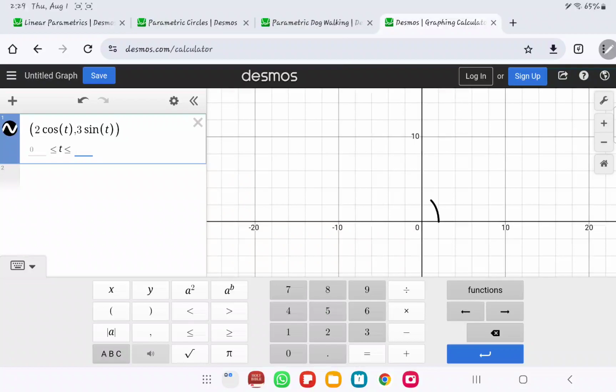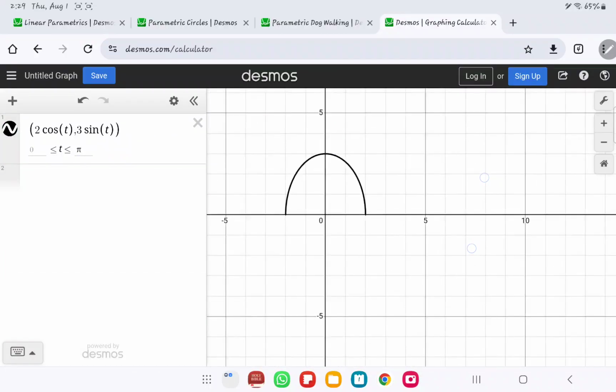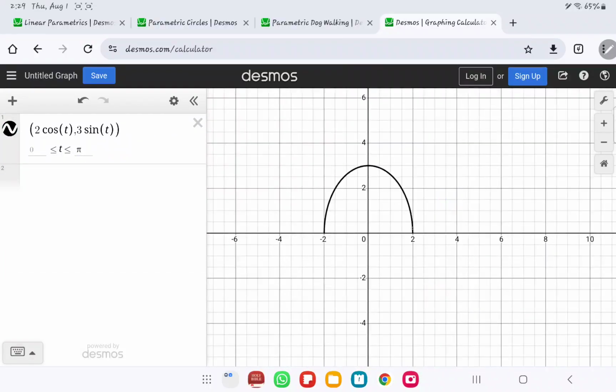This one we did want to go 0 to pi, so I'm going to go ahead and type in pi right there. And now you can see we got what looks like this arch. I think this is actually the top half of an ellipse, so we'll maybe see that a little later when we're eliminating the parameter. For now, we also want to include the orientation in our sketch. But I do want to include the orientation.